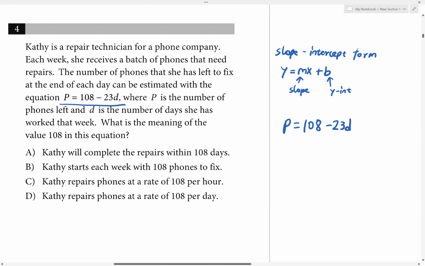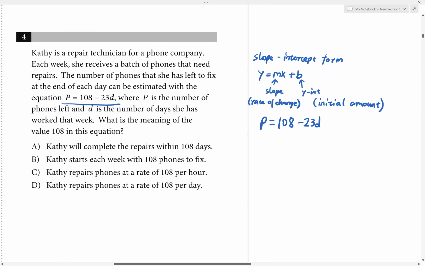In terms of an application question like this, a modeling question, the slope is always some kind of rate of change. And the y-intercept is always going to be some initial amount. So that's what we begin with.